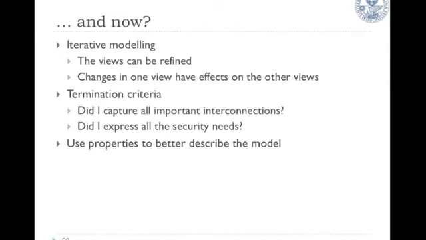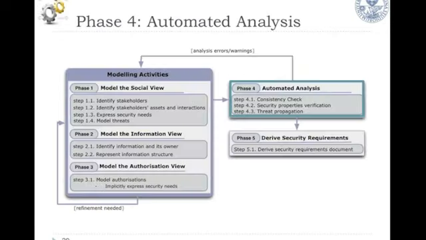And also, when building the models, it is important that you use the properties to better describe this model and justify the modeling that you have performed. With this, we conclude the first part of the modeling method that involves the three phases for the modeling activities from one view to the other.